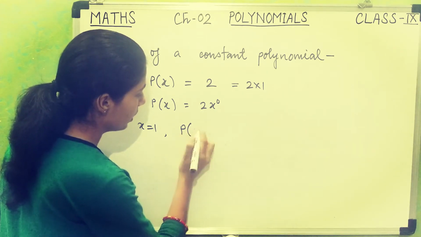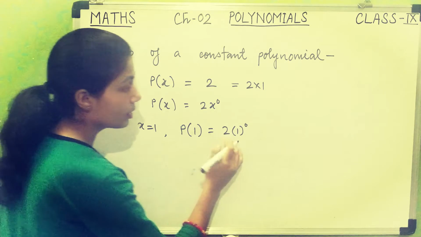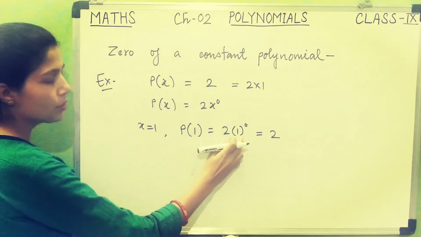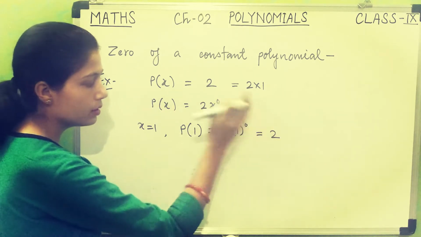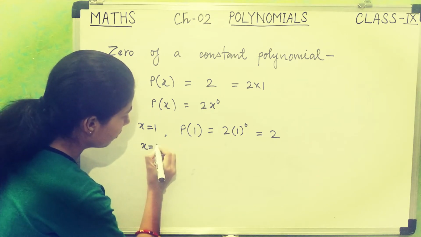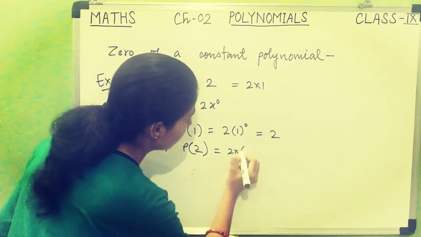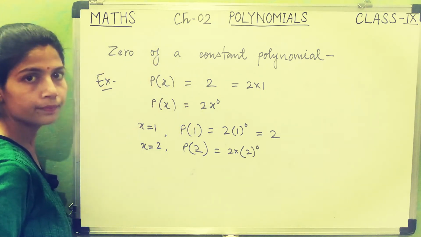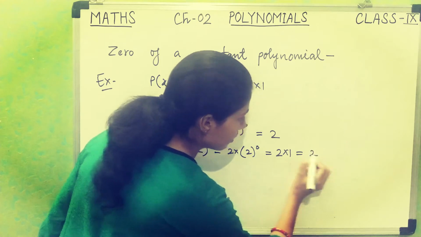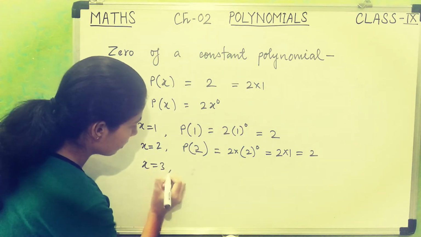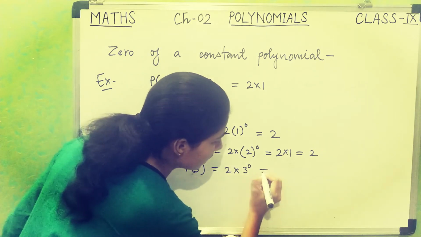Now see, if we take x equals 1, what do you get here? 2, because anything raised to power 0 is 1, and 2 into 1 is 2. If I take the value of x as 2, then 2 into 2 raised to power 0, again power 0, so it is 1, and 2 into 1 is 2. If you put x equals 3, then 2 into 3 raised to power 0 is again 2 into 1.